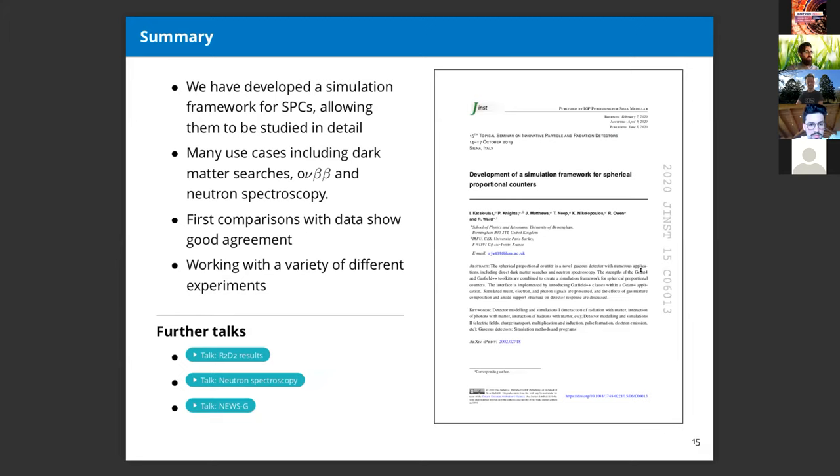SPCs are a very versatile detector, allowing us to search for many different types of physics: dark matter, neutrinos, double beta decay, and neutron spectroscopy. We're now starting to see comparisons of our simulation with data, and so far we see good agreement. But we're continuing to work with a variety of different experiments and provide simulation for them.